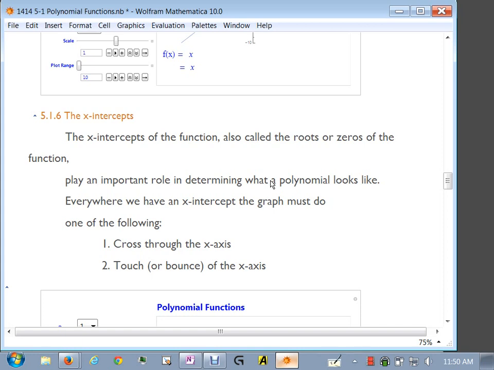Now, what we're going to look at are these x-intercepts. Remember, x-intercepts of a function, that's where the function hits the x-axis, right? There's some other words that you may hear. Instead of x-intercepts, you may hear somebody refer to them as the roots of the function. Or you may hear them talk about what are called the zeros of the function.